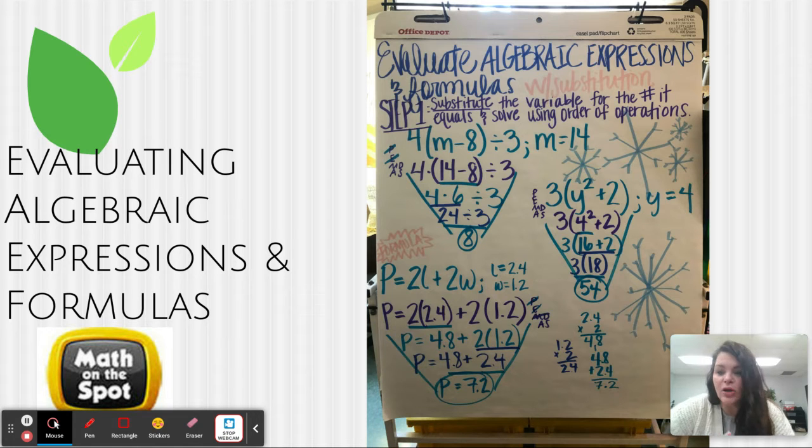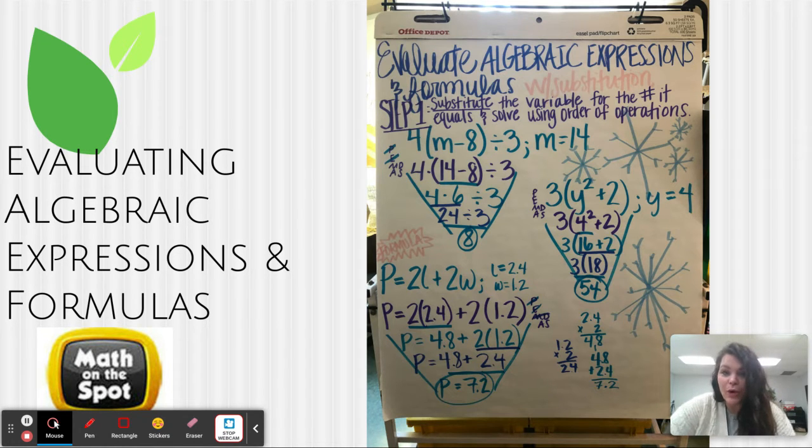Evaluate just means solve it. That's basically what we're doing. There's only one step, which makes it really easy. If you need to pause it to write this down, that's fine. Step one is substitute, which is a really good key word because we're going to be using substitution a lot. Substitute the variable for the number it equals and solve using the order of operations. If you write that down, come back and we'll talk about the rest of it.